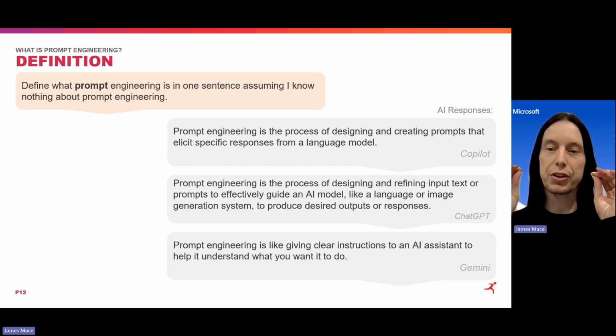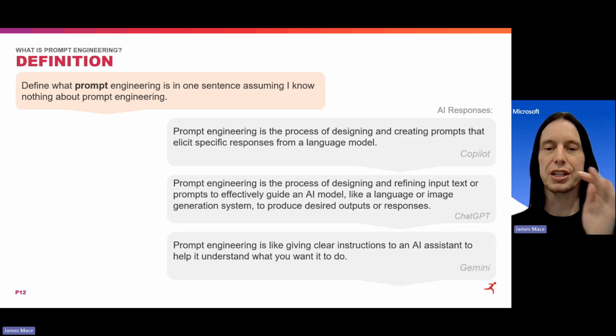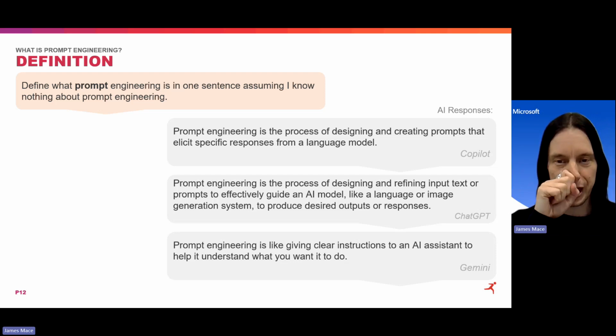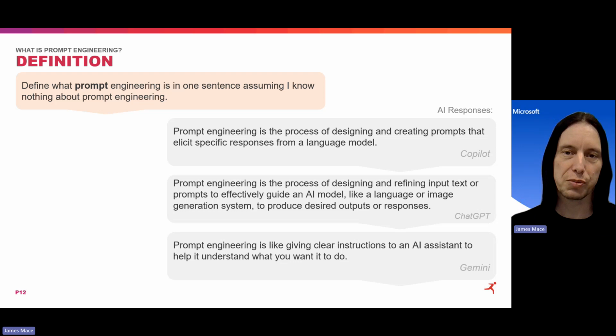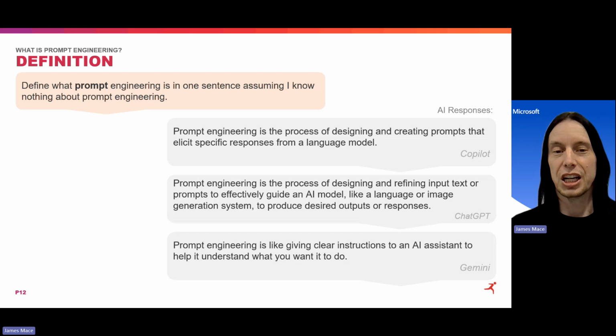And then the purpose is to elicit a specific response, or produce a desired output, or help it understand what you want it to do. I thought it was interesting that Gemini paid the closest attention to my prompt, since I put the same prompt into each of the 3 systems and got 3 different results. I said to assume I know nothing about prompt engineering, and it provided a very basic explanation.